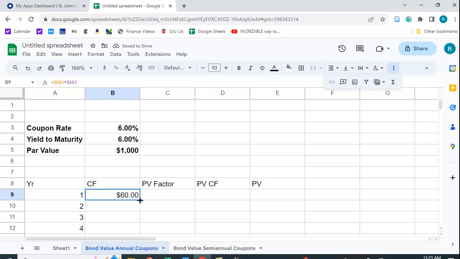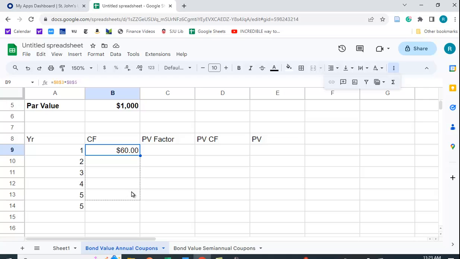Let me expand that to 2 decimal places so you have the sense. And I'm just going to copy this down. So each year you get $60 in interest, and then in the final period you also get back the par value. So that's why I have 2 5s here. So I'm just going to put this in right here.